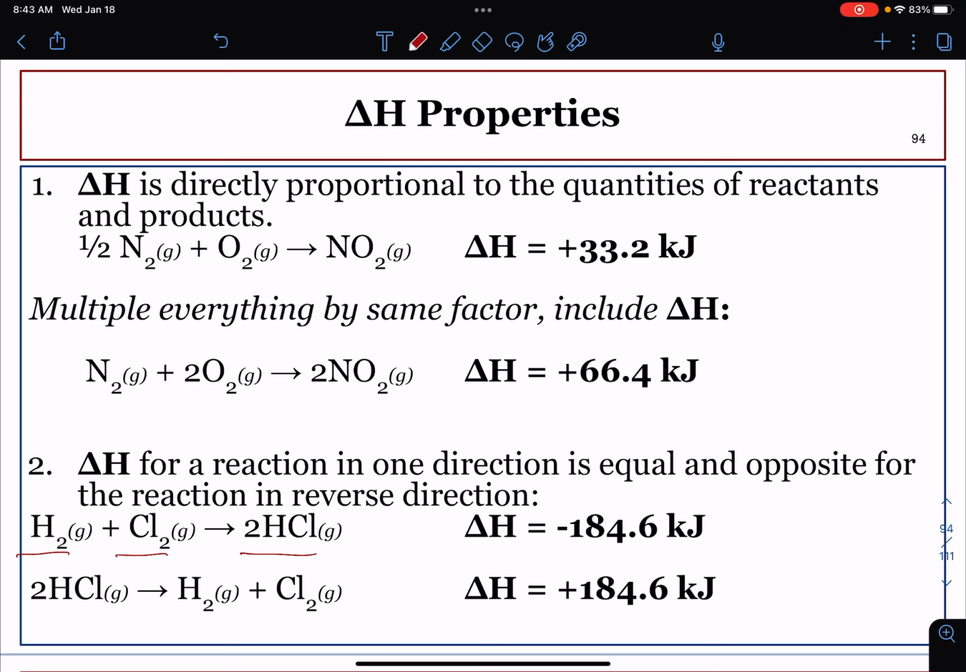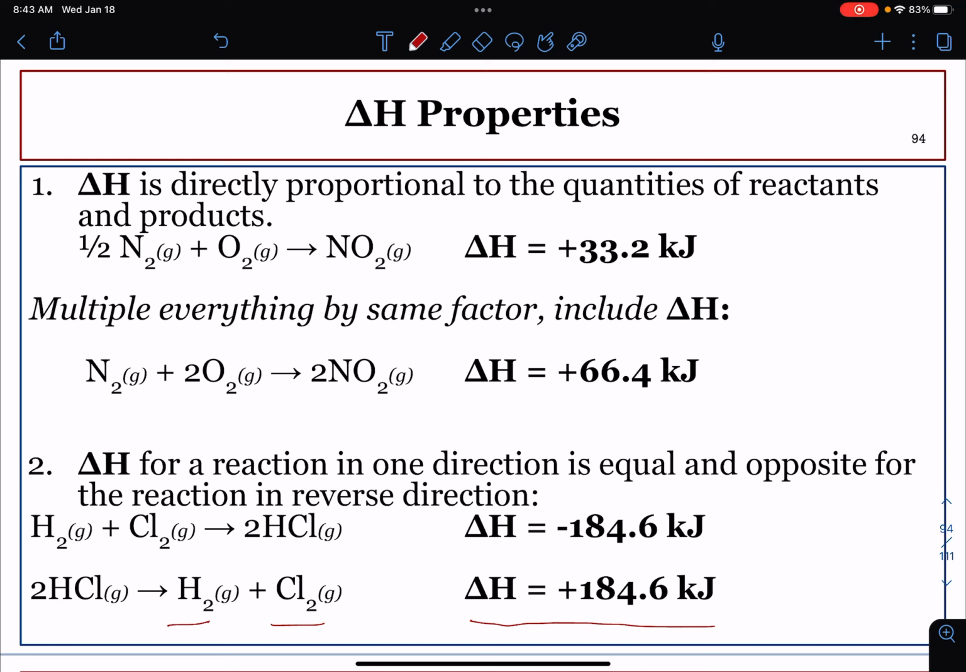Now, if we were to take our products and turn them into reactants, so we take our 2 moles of hydrochloric acid and we break it down into its parts, 1 mole hydrogen, 1 mole chlorine, this process absorbs 184.6 kilojoules of energy. This is what is meant by the reaction in one direction is equal and opposite for the reaction in the reverse direction.